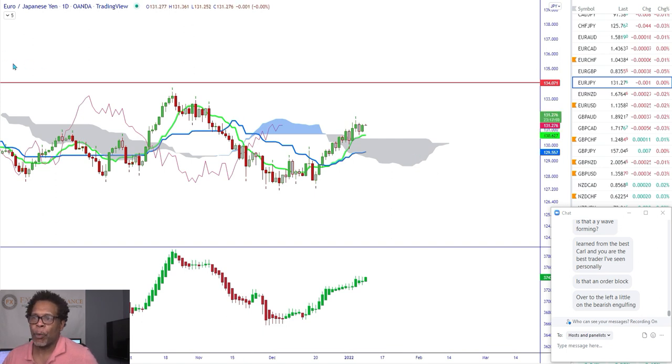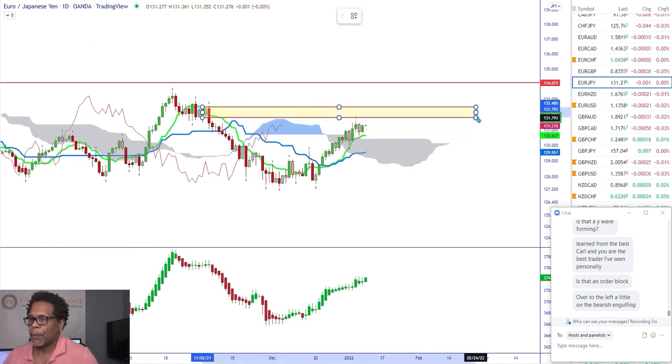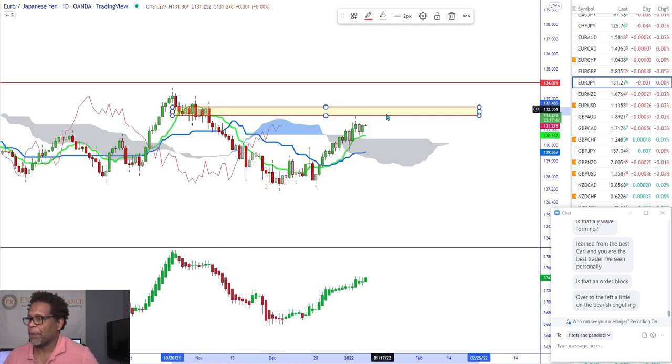Look at this order block right here. Couple in this area. So look at this like right here. So maybe we don't get that much higher. So here's the block. Maybe we push up into here and drop a little bit before finally maybe pushing higher.